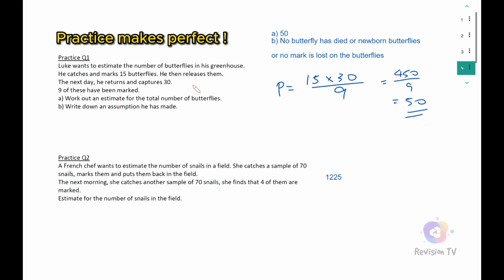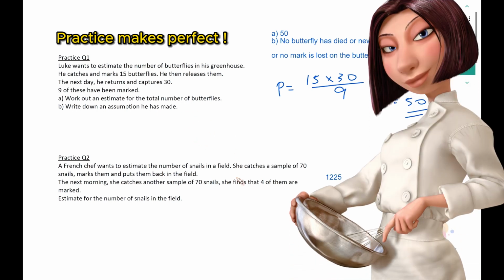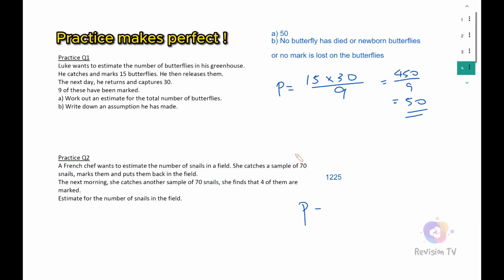All right. Question 2. A French chef wants to estimate the number of snails in the field. Oh, escargot. So good. She captures a sample of 70 snails. So captures is 70. Puts them back, marks them, puts them back. The next morning, she catches another sample of 70. She finds 4 of them are marked. So 70 times 70 divided by 4 is 1225. All right. And that's the answer.